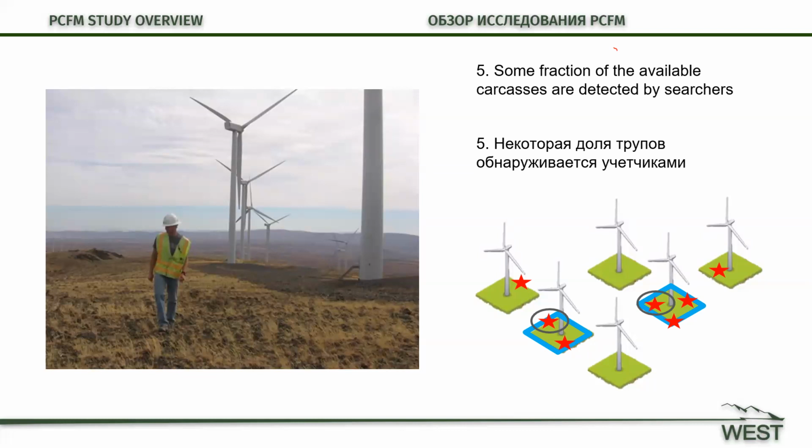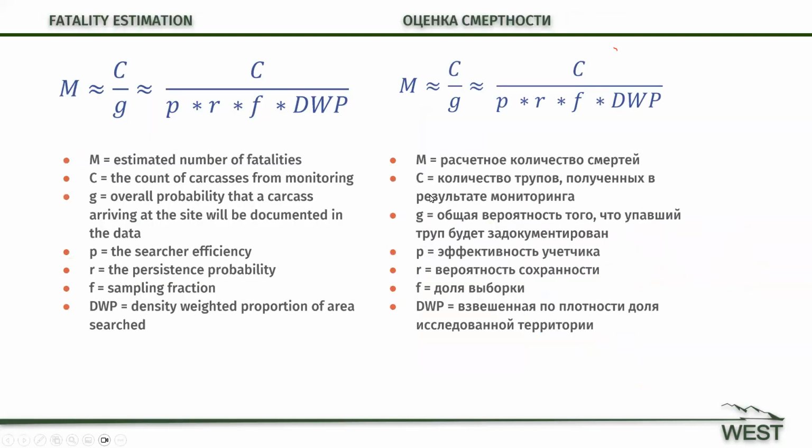So I've listed now 5 components that are involved with collecting post-construction fatality monitoring data. That is the carcass count, the searcher efficiency, the carcass persistence, the sampling fraction at the turbine, what fraction of the turbines we've searched, and the density weighted proportion of area searched, or the area correction. And our entire analysis can be captured in this one equation, which has all of those components. In this case, M on the left is the quantity we're after. That's the number of things that died at our wind farm.